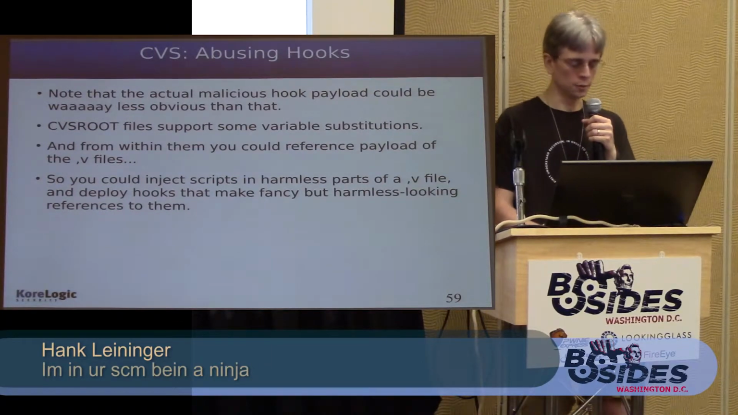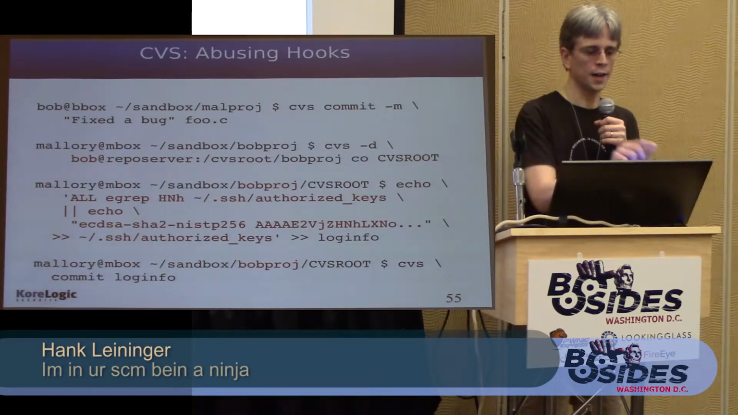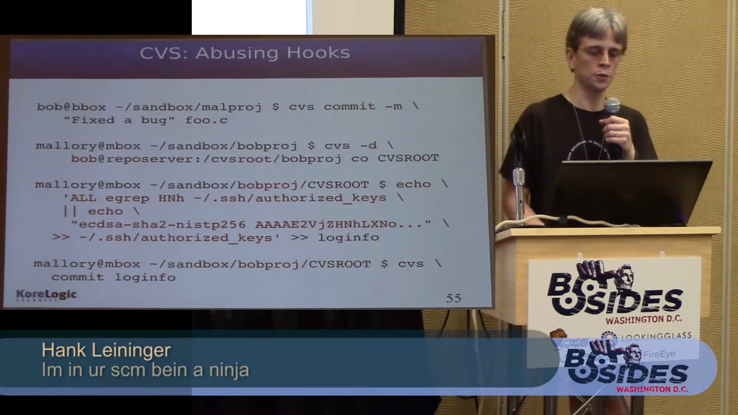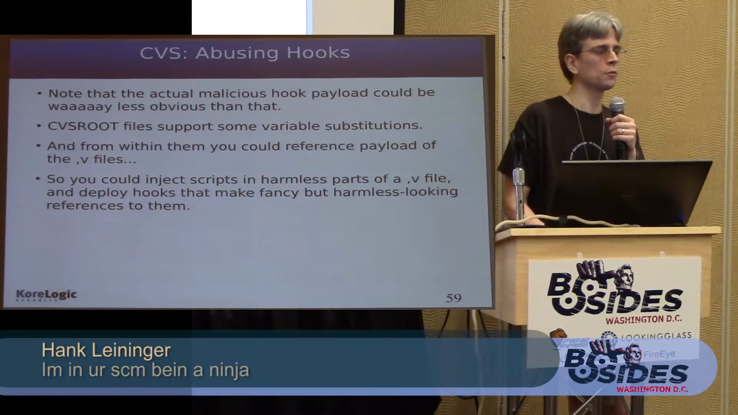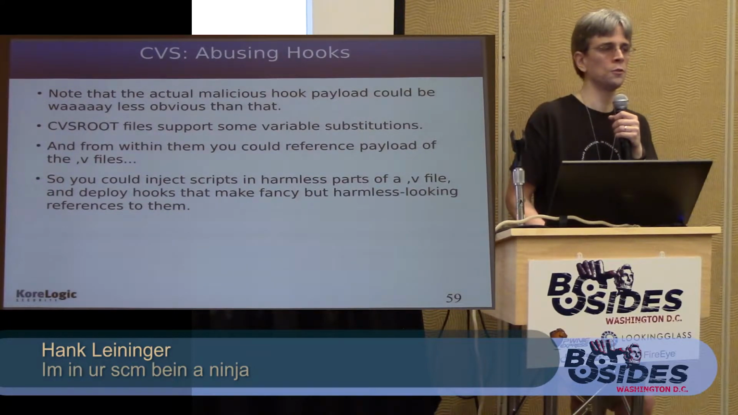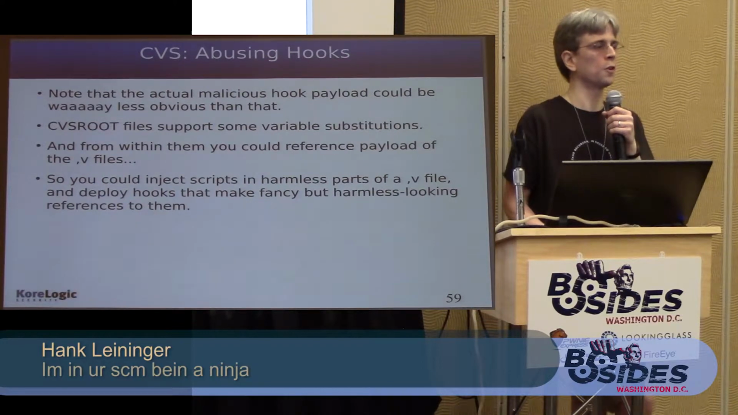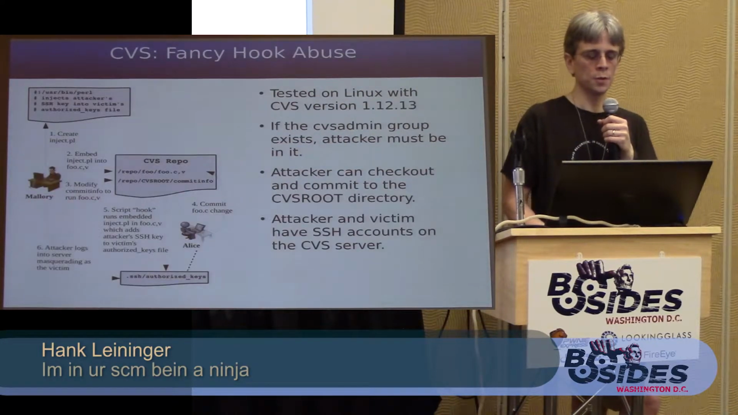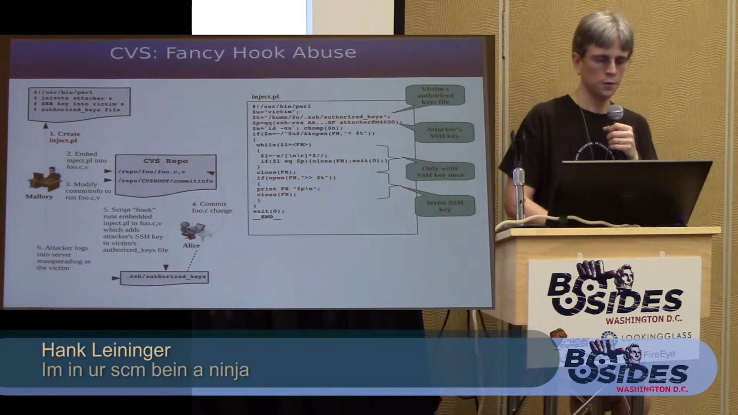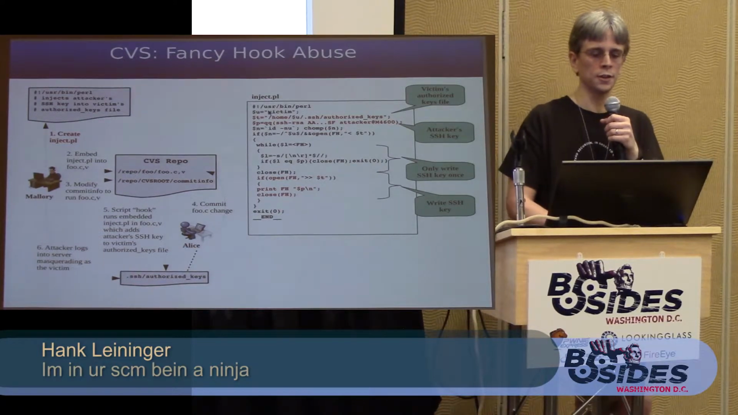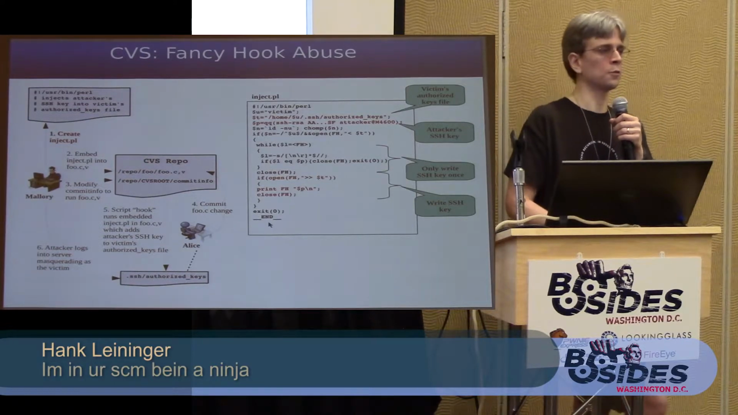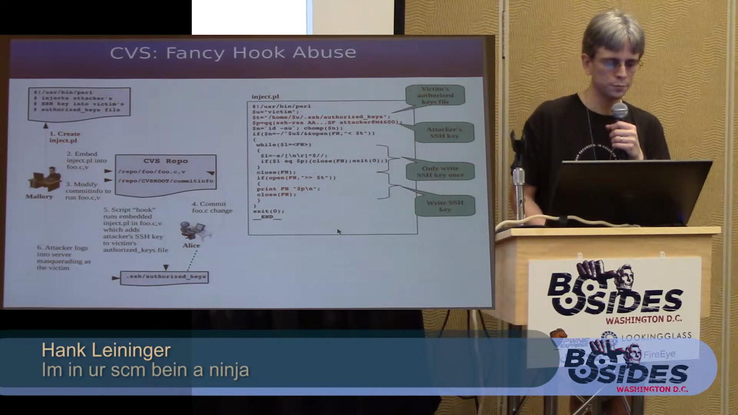You can also be a little bit less obvious than that, rather than echoing into authorized keys in the actual hook that you define. Hook files support some variable substitution and things like that, and you can use them, for instance, to reference the file that you're committing to. So, complicated example, but I'll walk through it. First, the attacker creates some malicious Perl code. And it doesn't actually have to have a shebang on top. I'll explain why in a second. But a little Perl script that basically does what that echo one-liner did.